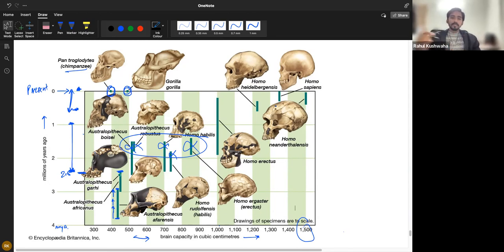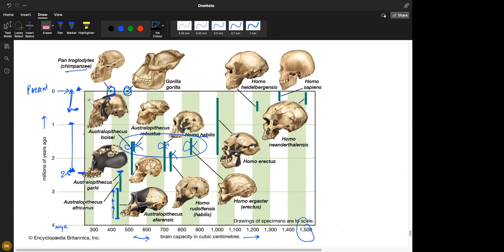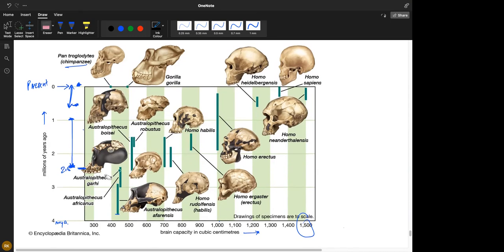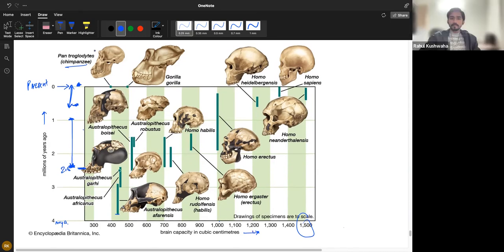Okay. So is human evolution clear to you? I think it is much clearer in detail from the textbook. But in boards, you have to write what's there in NCERT mostly. So just remember the key species.